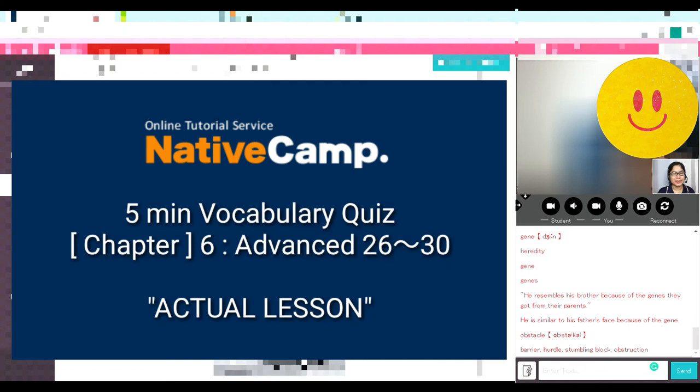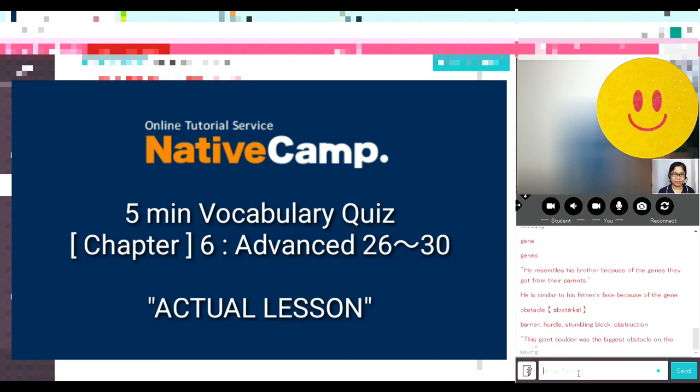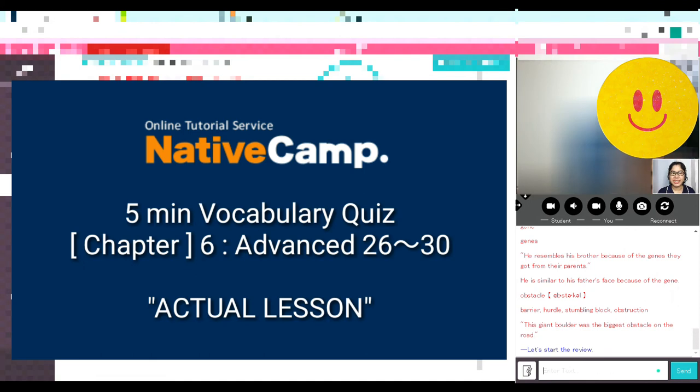Okay. You're getting expert on this. So this time, please look at the picture carefully. I want you to make a sentence that is related to the picture by using today's vocabulary. First, I will give you a sample sentence and type it into the chat box. Okay. Please read. The giant boulder was the biggest obstacle on the road. Again? The giant boulder was the biggest obstacle on the road. Very good. Now it's your turn to make the sentence.